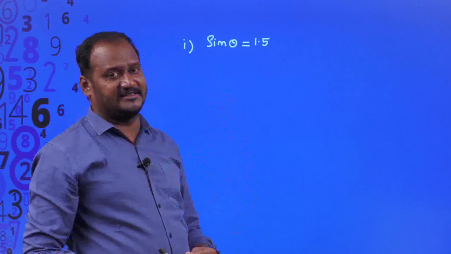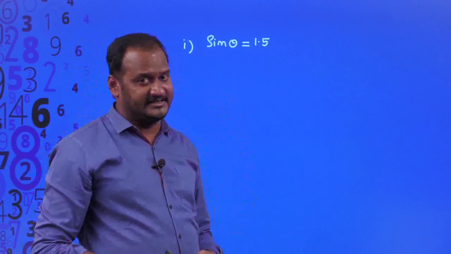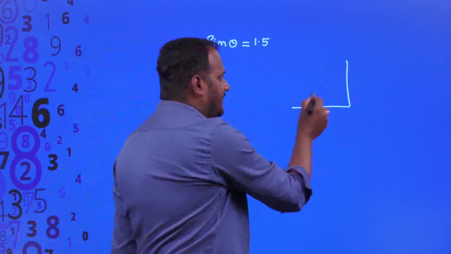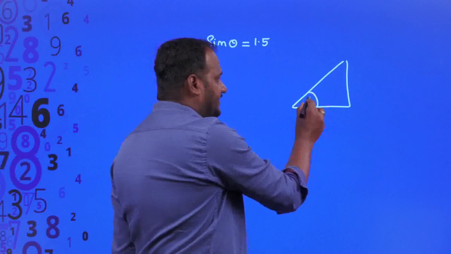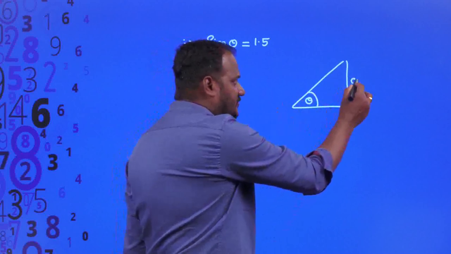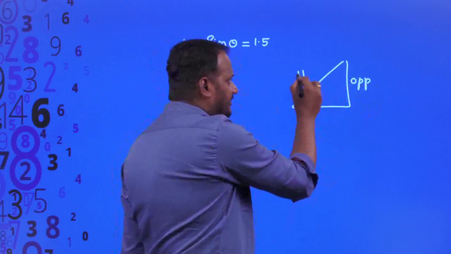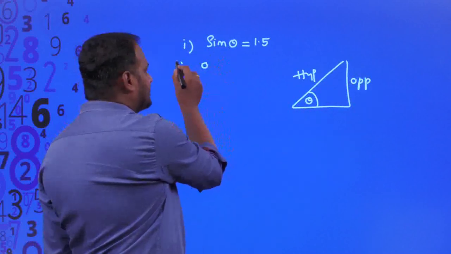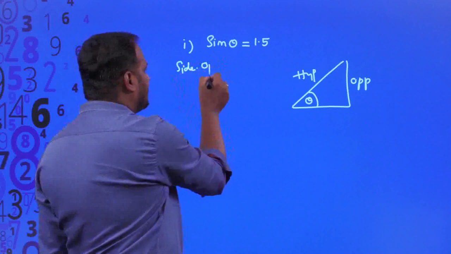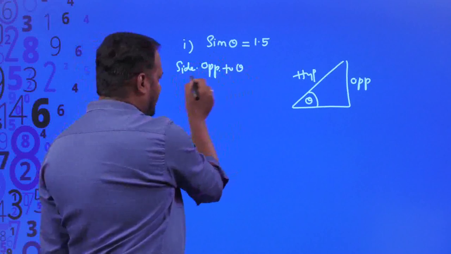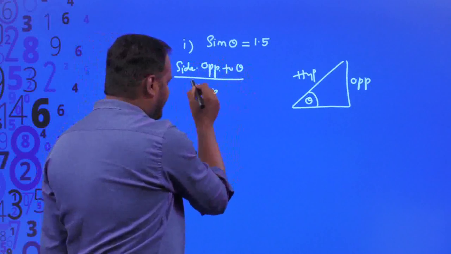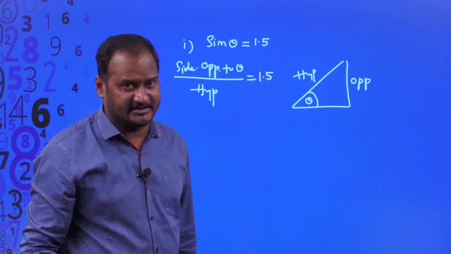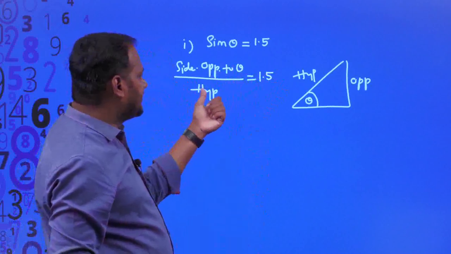We can check whether sin theta equal to 1.5 is right or wrong easily by the definition of sin theta. So what is the definition of sin theta? In a right angle triangle, if theta is an acute angle, then this is the side opposite to theta and this is the hypotenuse, right? According to the definition, sin theta is equal to the side opposite to theta divided by the hypotenuse, and that is equal to 1.5, as given. Now you will have to check whether it is possible or not.